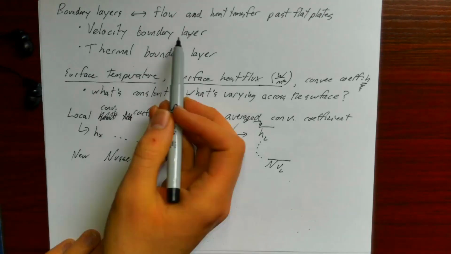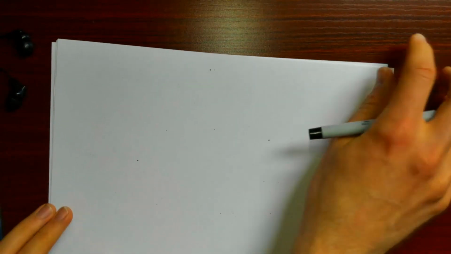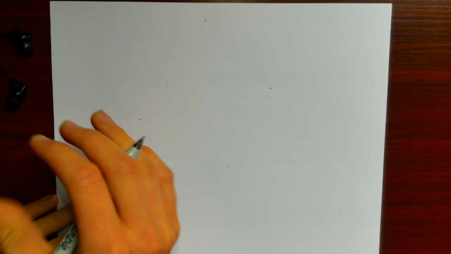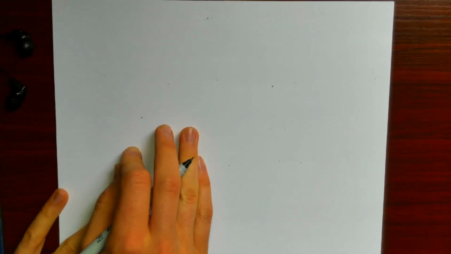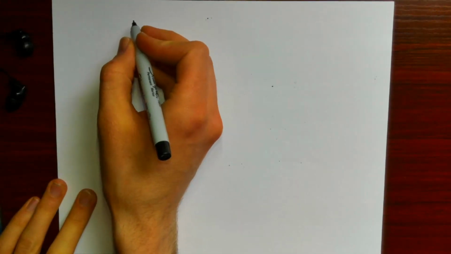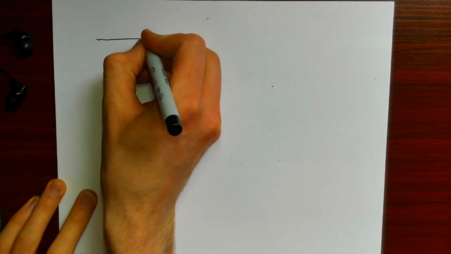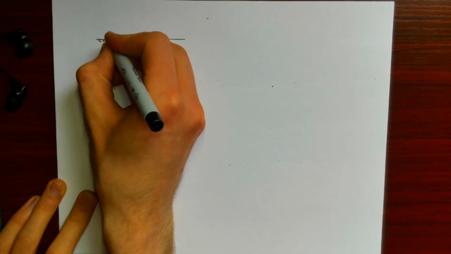So let's start by talking about this velocity boundary layer. So imagine a flat plate. Could be this sheet of paper, could be the very edge of the table that I'm working on right here, or could be one of those fins in the radiator that I was showing you earlier for my air conditioner. So if I think about a flat plate, I might think about a solid surface like this.